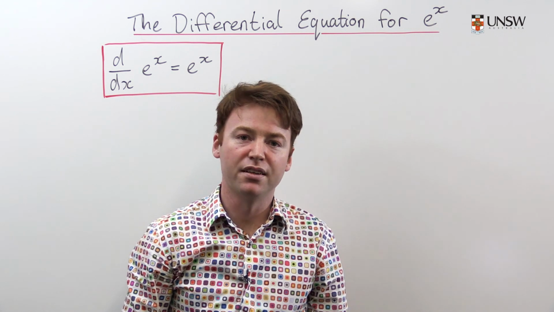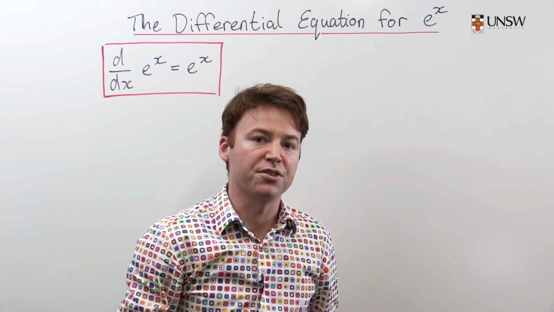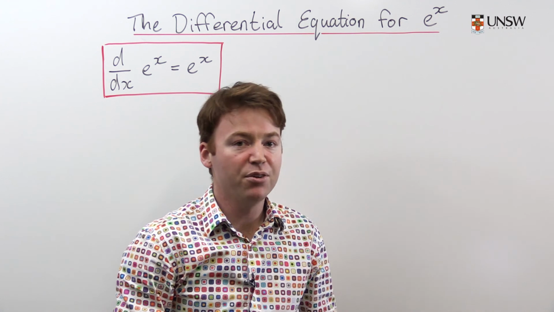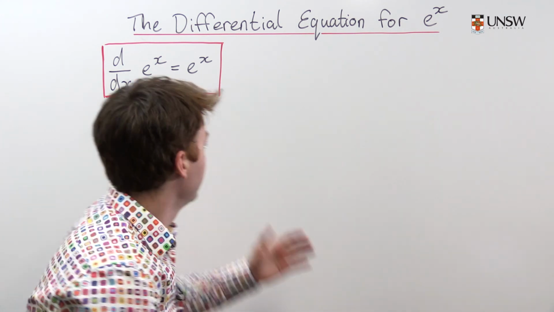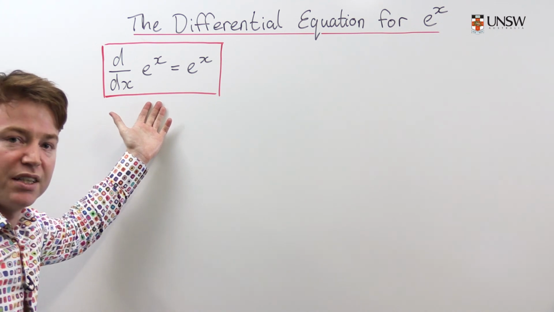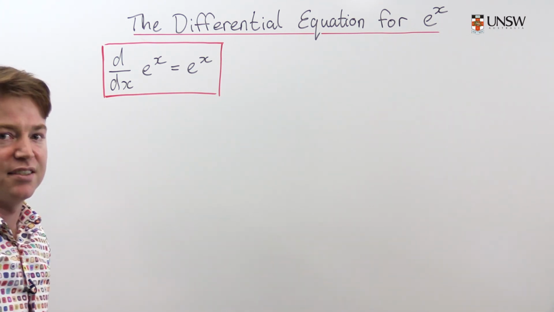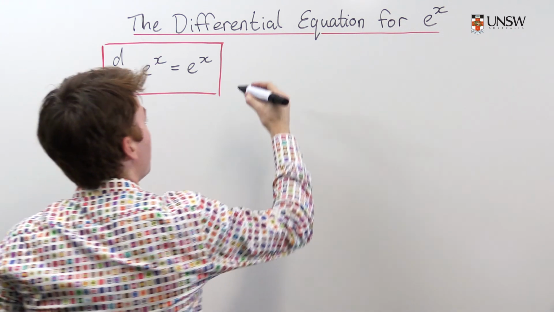So far we've taken a historical approach to this function e to the x. It may not be the approach that you're familiar with, but it's the same function. It still obeys this key property here that the derivative of e to the x is still e to the x, and we'll see why.